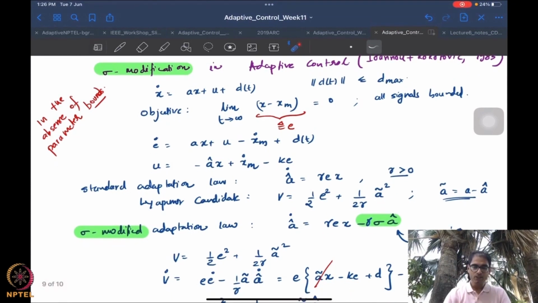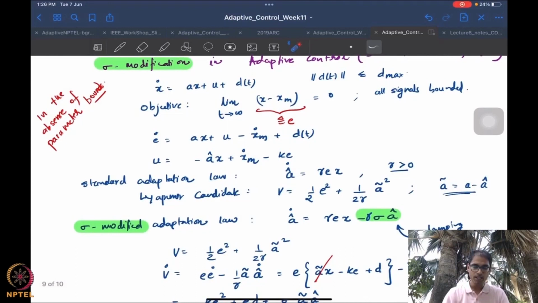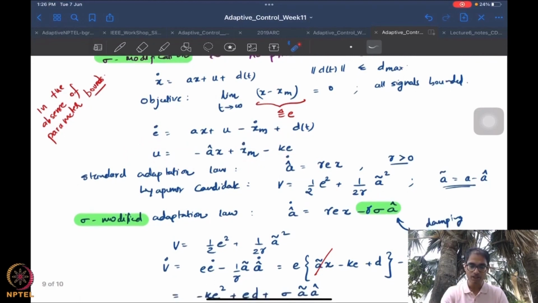So what is the objective? The objective is, as usual, to try to drive the error between x and some bounded trajectory xm to 0. Right? So as usual, we create the error dynamics, and we have this certainty equivalence adaptation law. So we are back to the certainty equivalence adaptation law.